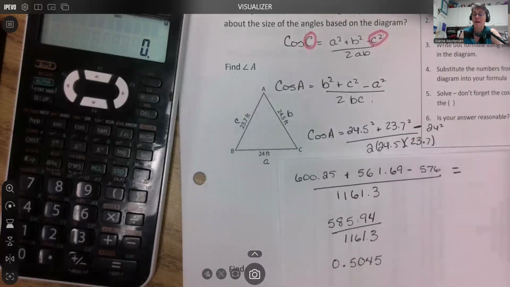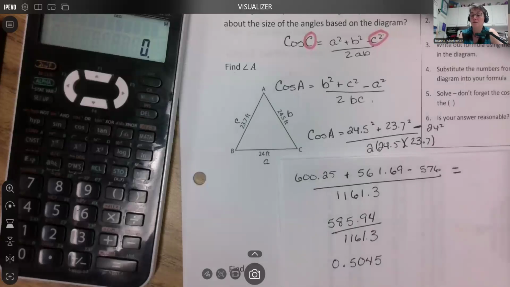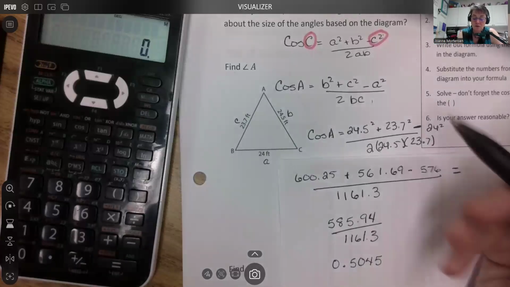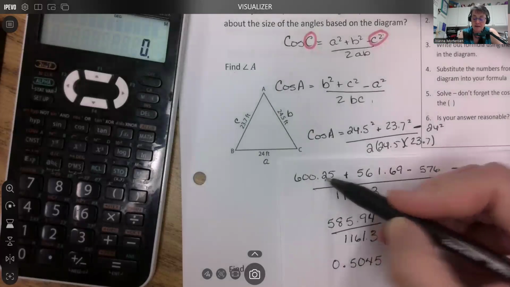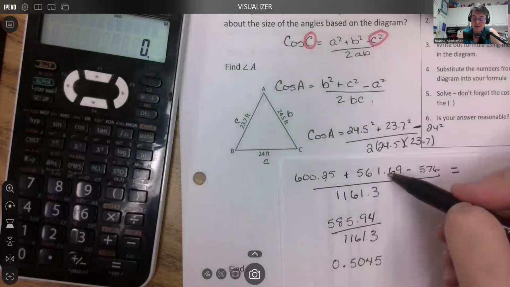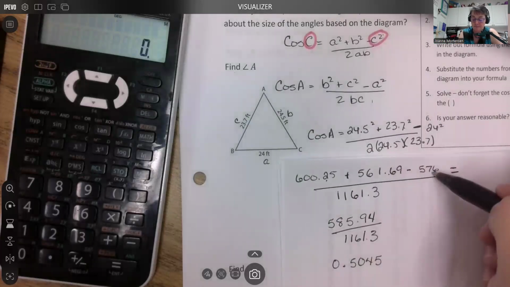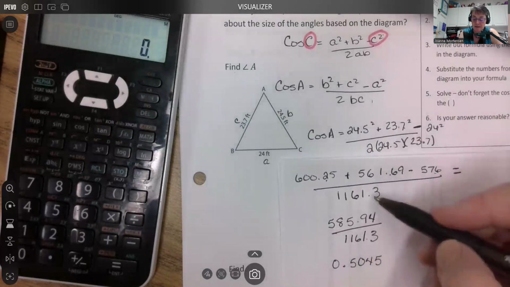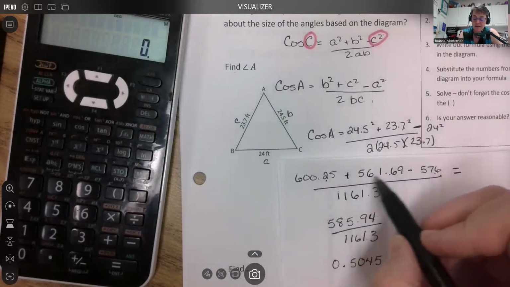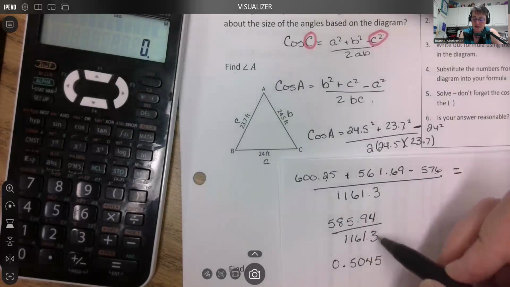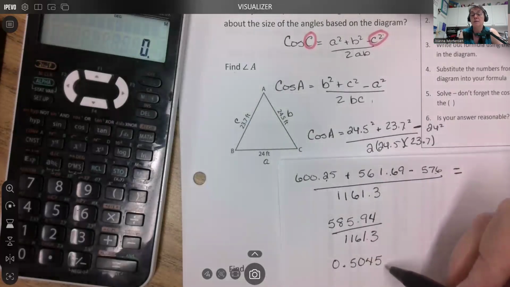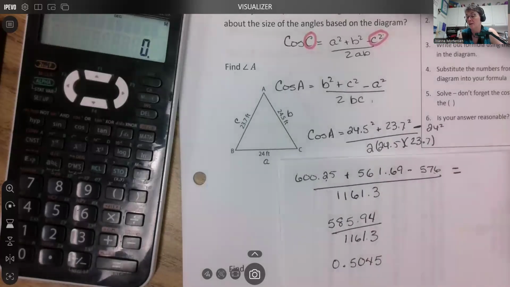So I just got mad and I went full old school and I took 24.5 and I squared it. And I took 23.7 and I squared it. And I took 24 and I squared it. And then I multiplied the bottom and I got that. So when I added these up, I got that divided. And I don't even know what the answer is, but I know if it's 0.5, then I can take cosine. Because whatever answers I was getting before were like, no, that's not going to work.